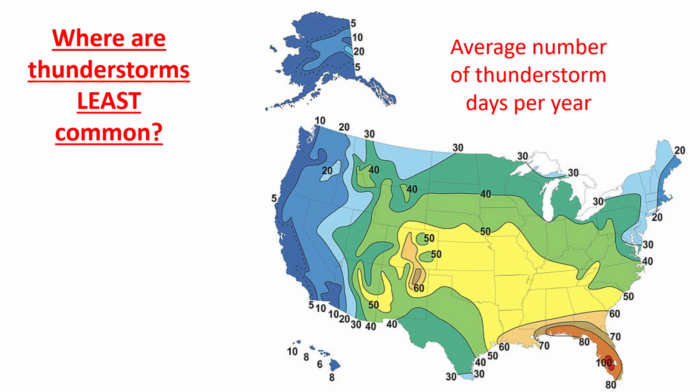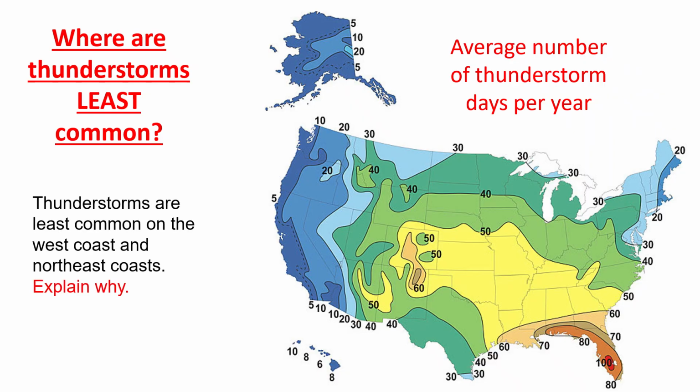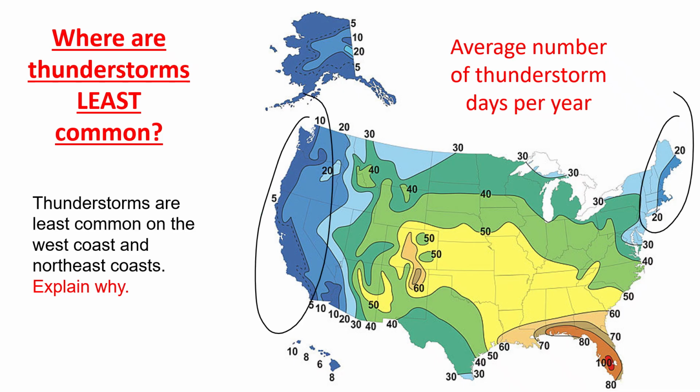Now, where are thunderstorms least common? You can see from this graphic, they're least common on the west coast and to a certain extent in the northeast coast. We want to explain why. And it's going to be the opposite explanation as to why they are so common around Florida.